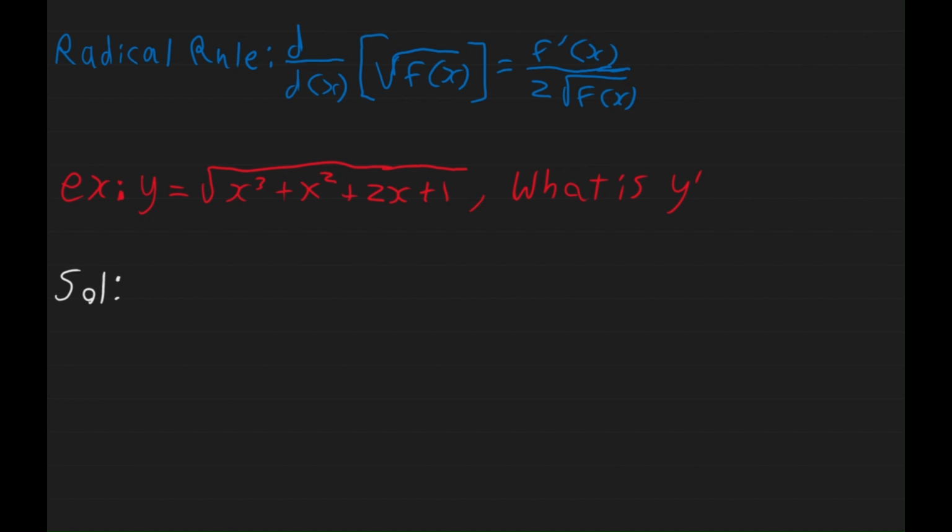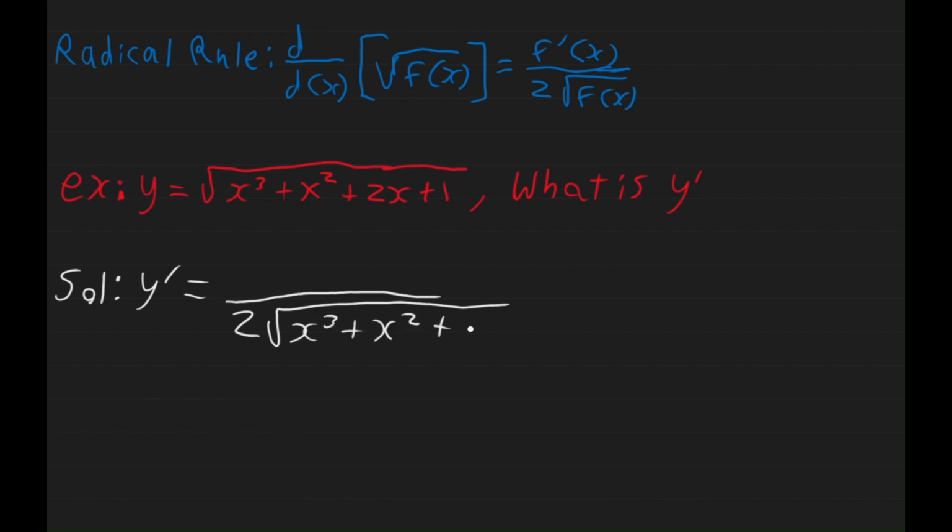Now let's solve this question. We have y equals root of all of this. So y dash is going to be equal, let's apply the rule. We write 2, write the root, sorry, root of x power 2 plus 2x plus 1. And now differentiate what's beneath the root, in the numerator, which is 3x power 2 plus 2x plus 2. And that's it.